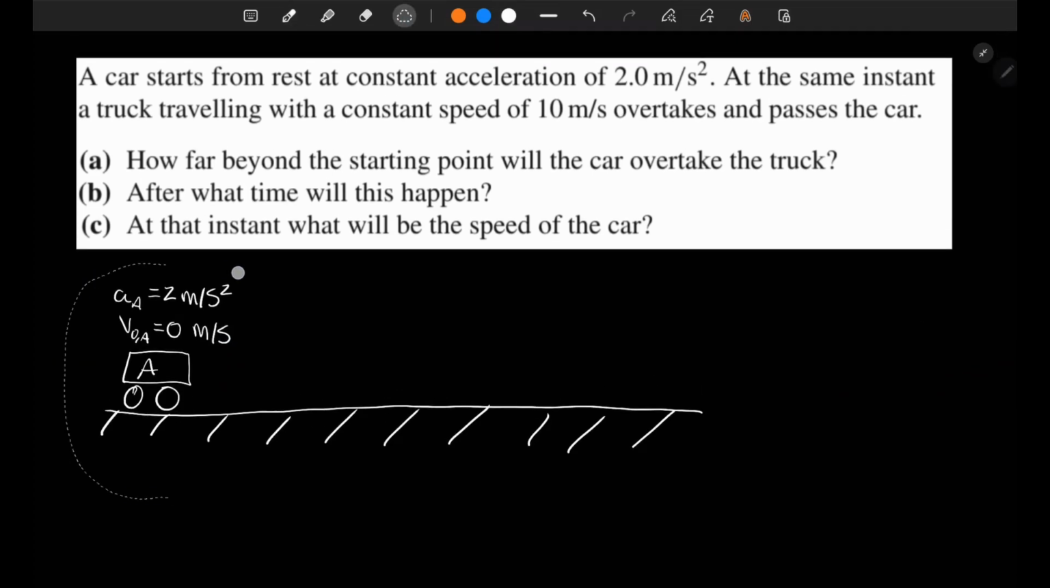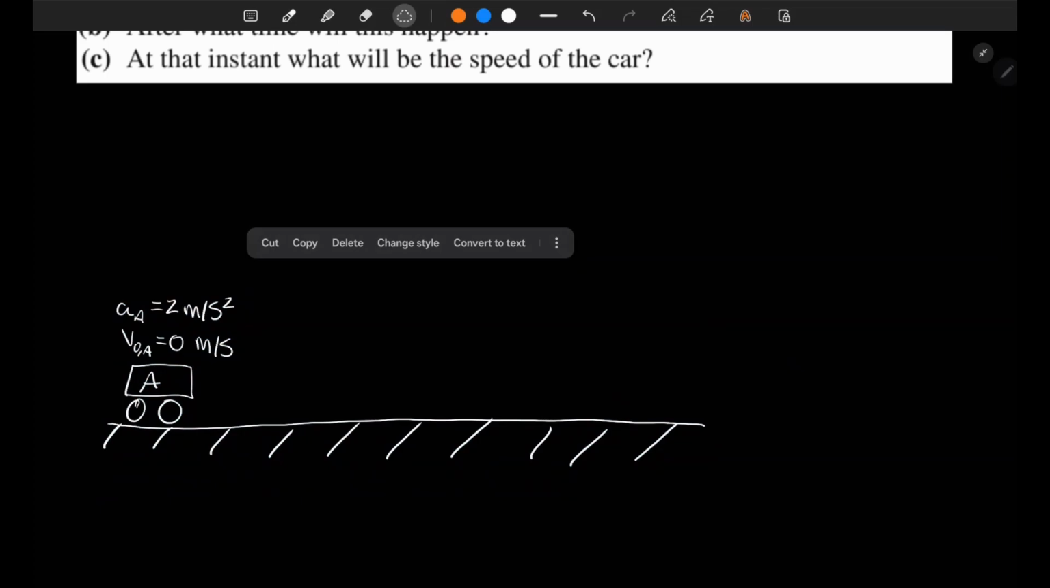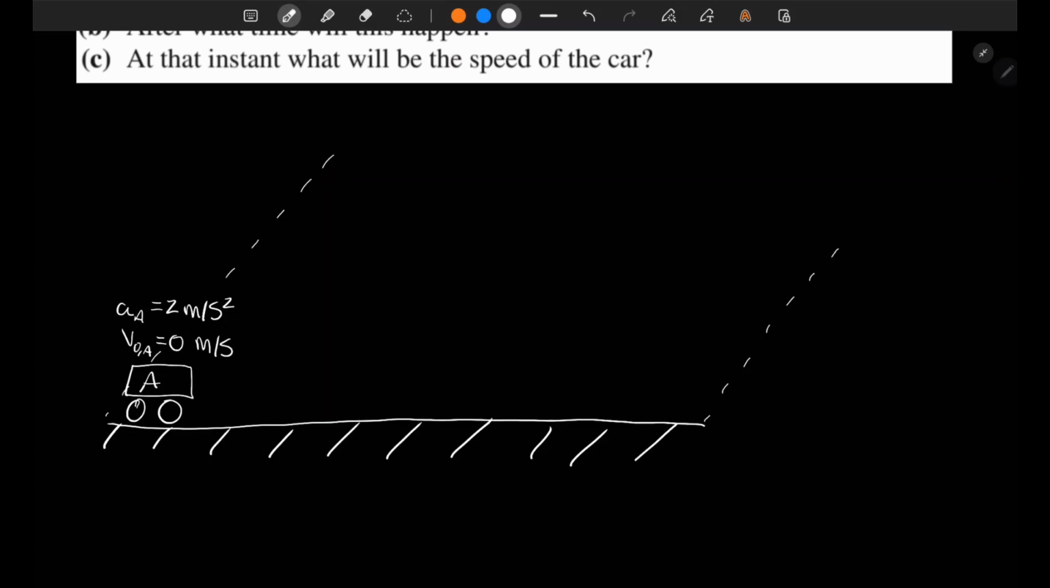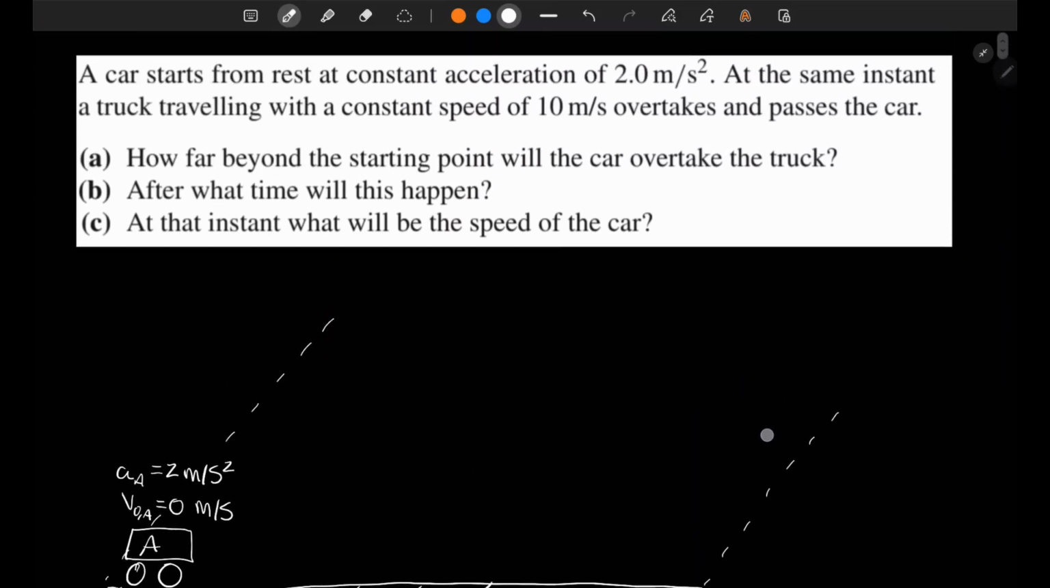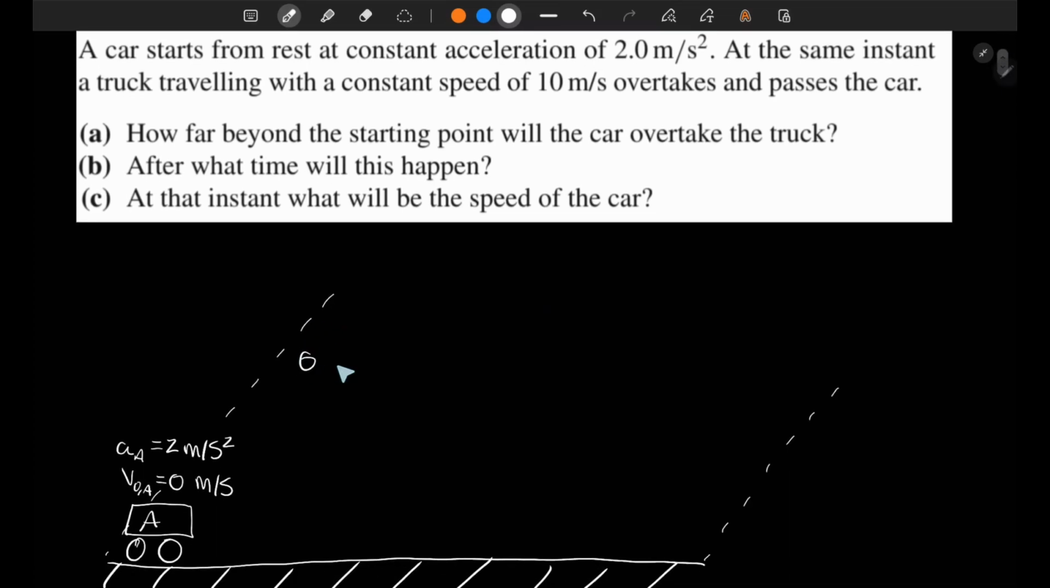Now, there's another car, which is a truck. So we'll move this down a bit, and we'll have this be a three-dimensional road. And at some other point, at the same time, there's a truck. So I'm going to try to draw a truck here. There we go. We'll call that truck B. And at the same instant, so these are at the same position, a truck traveling, so this truck has been traveling.